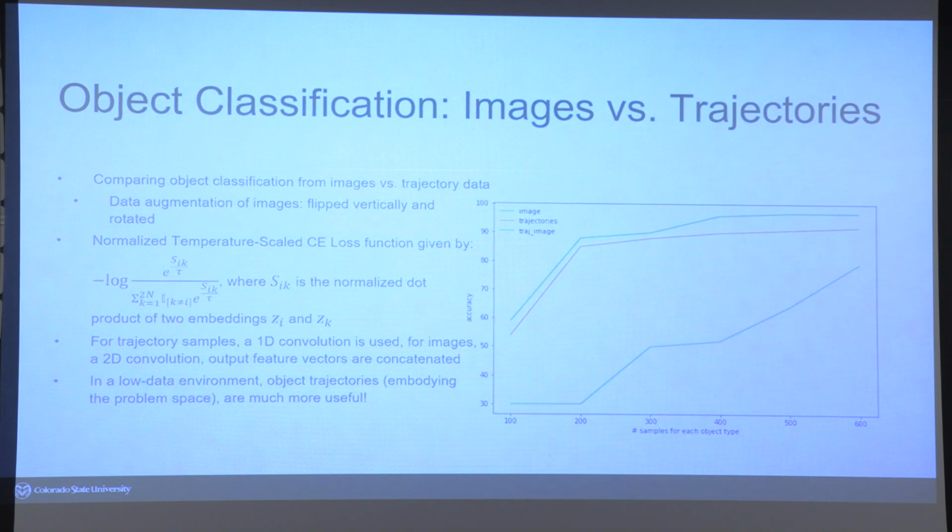If we look at some of the things we can do with this type of data, we can compare the ability to simply do object classification using this trajectory data compared to images. So when we see this here, I'm not going to delve into the details that are presented on the slide, but we can see that when I am using the image data versus the trajectory data, at a low data setting, the trajectory data allows us to achieve a much higher classification accuracy of the object type. Naturally, the images do catch up eventually, but the number of samples per each object is required to be quite a bit larger. And so in this low data environment, the object trajectories that embody the problem space seem to be a lot more useful.